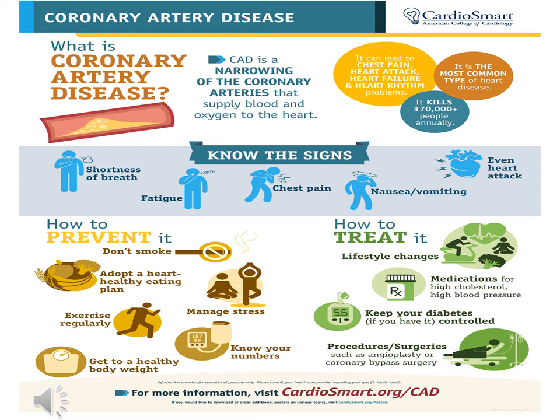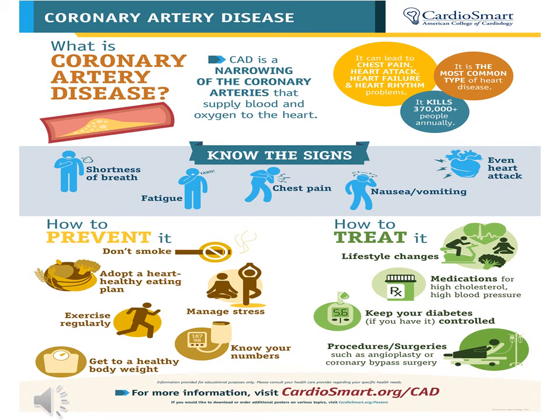The numbers are all over the place: 370,000, 500,000, 700,000. You know how it is with numbers. It depends on the source. So there's a couple sources here. Don't get hung up on that. Just know that it is the leading killer in the United States. So we don't want coronary artery disease. How do we prevent it, or how do we treat it?